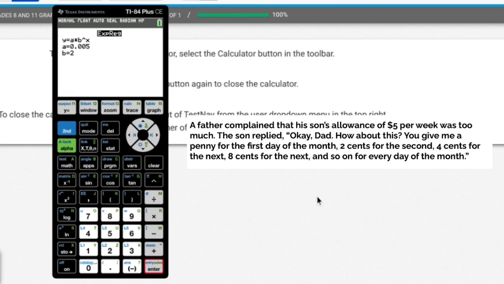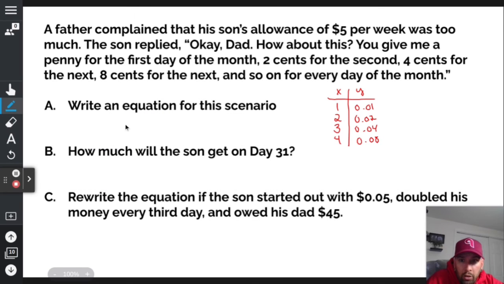There's our formula. Okay, so the equation that we got was y equals 0.005 times 2 to the x power. How much will his son get on day 31?